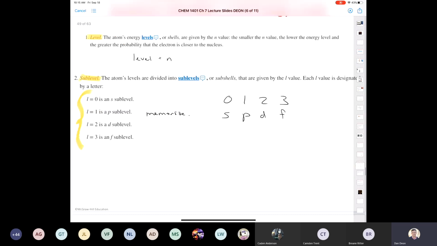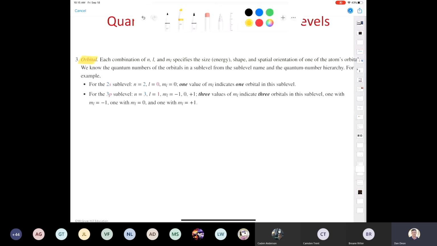Anyhow, the next one is the orbital, and this is something that I told you in the last problem. It says each combination of n, L, and ML specifies the size or energy, the shape, and the spatial orientation of one of the atom's orbitals. We know the quantum numbers of the orbital in a sublevel from the sublevel name and the quantum number hierarchy. For example, if you have a 2s sublevel, you're going to know that your n is equal to 2.